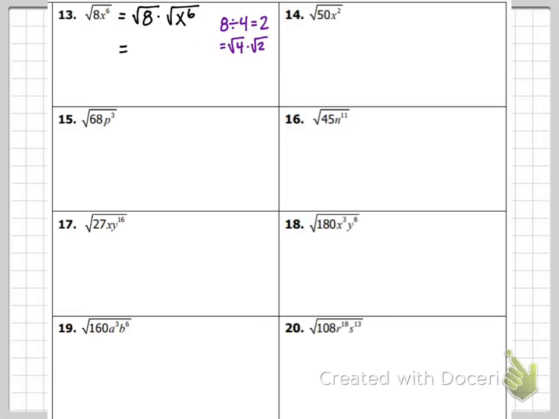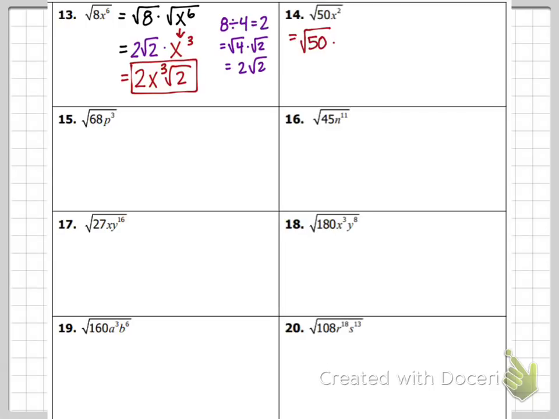So we can say, okay, well the square root of 4 times the square root of 2 is square root of 8. What's the square root of 4? 2. So we have 2 square root 2. So that 8, when you simplify it, is 2 square root 2. And x to the 6, if you divide this by 2, is 3. So now I'm going to combine the two pieces on the outside, which is 2 and x cubed, and then square root of 2 is going to be on the very end.